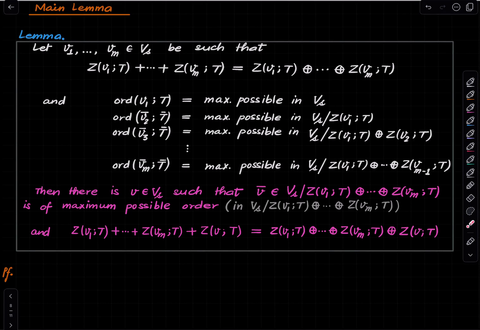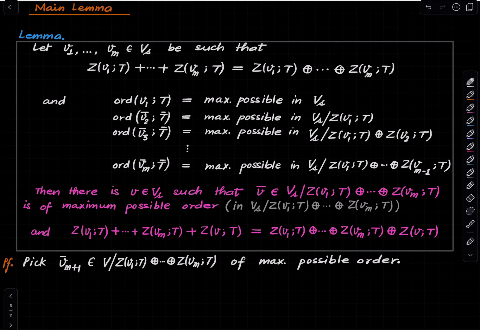Okay. It's going to be a short proof. In fact, I encourage you to prove this yourself rather than look at my writing. Okay, so here is how we want to go about it. We want to construct or sort of deduce the existence of this little v. So we will pick something, call it vm plus 1, in the quotient of maximum possible order.